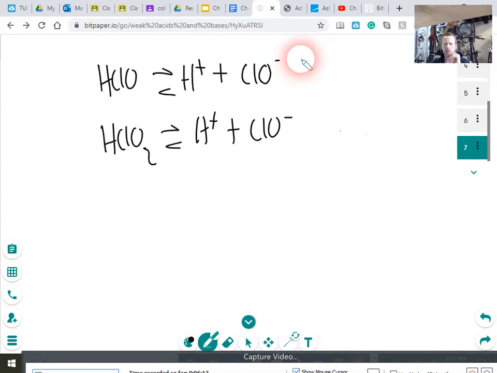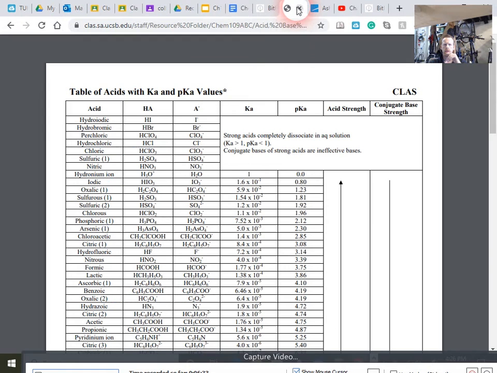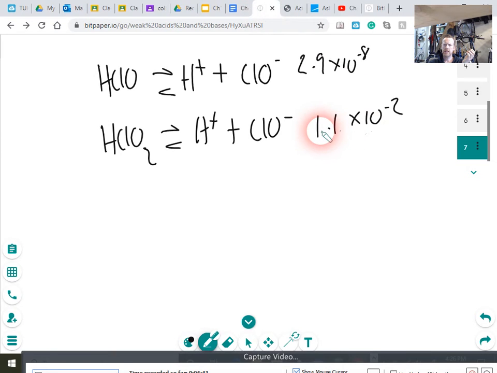This here is 2.9 times 10 to the negative 8. So the products of that times that over this is tiny. So hardly any breaks apart. But this is up to 1.1, I think, times 10 to the negative 2. Let me double check. Chlorous, yeah. So that's saying that almost like 0.01, 1 in 100 of these will break apart to this.